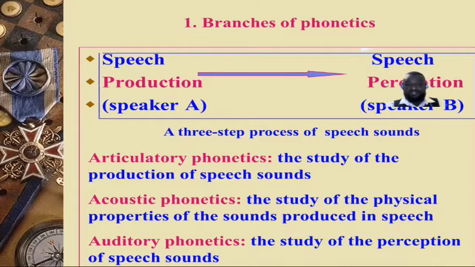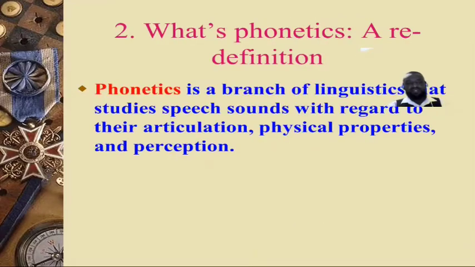Acoustic, the study of physical properties of sound produced in speech. And auditory, the third branch, is the perception of speech sounds. I explained the difference between M1, M2, and M3 in the last one. So also, what is a phonetic redefinition?